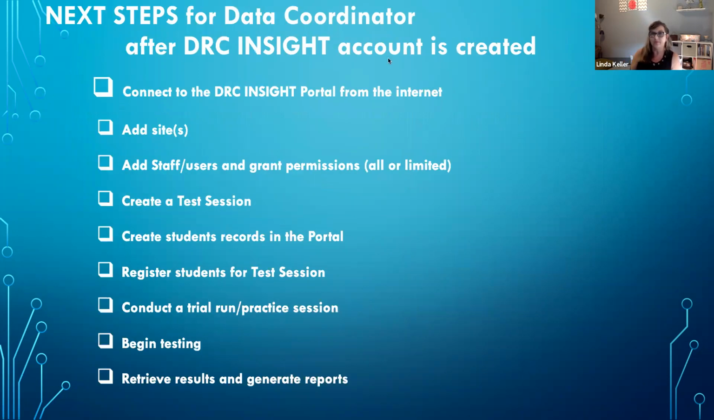All right. The next steps after you get your account created, you're going to connect to the Insight portal. You are going to add either a site or just have one universal site. You're going to add staff and grant them whatever permissions that you want. With Metro North, I gave everyone all the different permissions because I was not concerned about what was going to happen in their system. But then once you add your sites, you're going to create test sessions, you're going to create student records in the portal, you're going to register and assign students for the test sessions. And then, most important, you're going to run a trial run, a practice session.